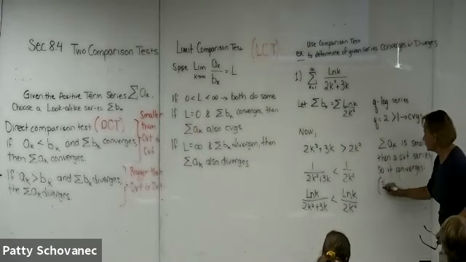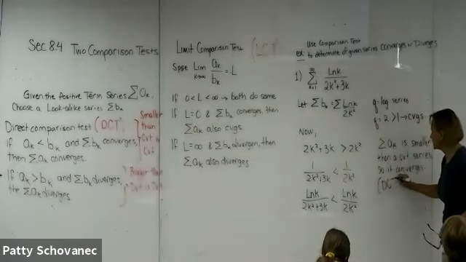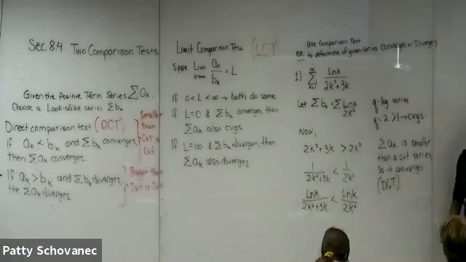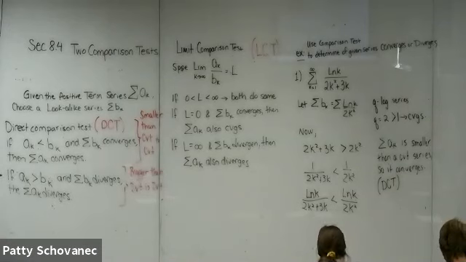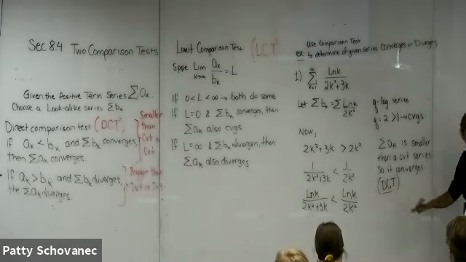And this was the direct comparison test. Smaller than convergent is convergent. You want us to include what test we did in our answer? Yep. Don't make me guess.